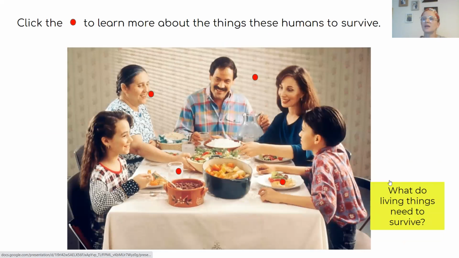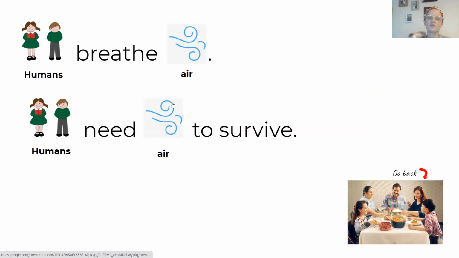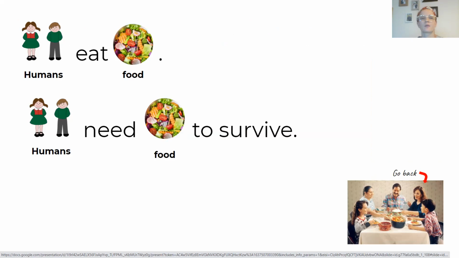So when looking at humans, it is slightly different, but again, it's the same things that are needed to survive. So the humans breathe air, so we need the air to survive. We need the oxygen in our bodies. We need the fresh air from outside. We need clean air, not polluted air, because that's obviously not very good for us. So we need fresh air to breathe into our bodies.